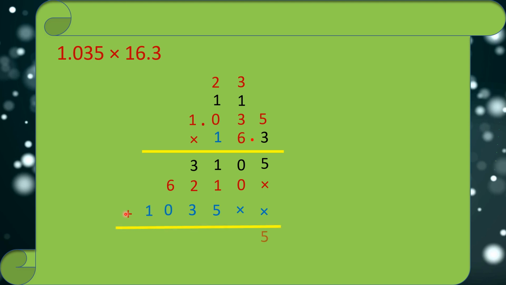Now we will add all. 5, 0 plus 0 equals to 0, 5 plus 1 6, 6 plus 1 7, 3 plus 2 5, 5 plus 3 8, 6, and here 1.